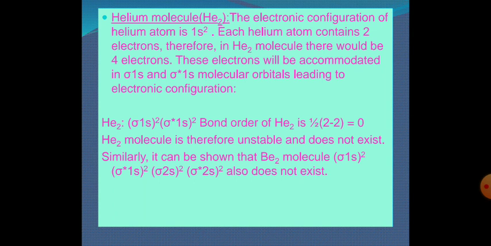Similarly, it can be shown that beryllium molecule has electronic configuration according to the molecular orbital theory: sigma 1s2, sigma star 1s2, sigma 2s2 and sigma star 2s2. It also does not exist.